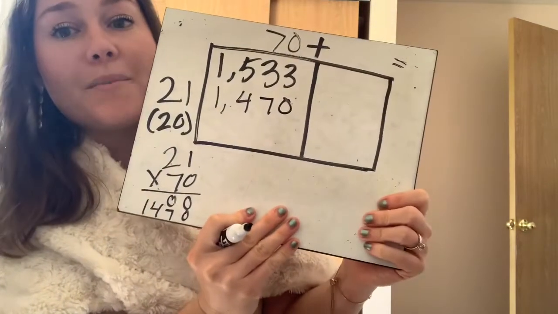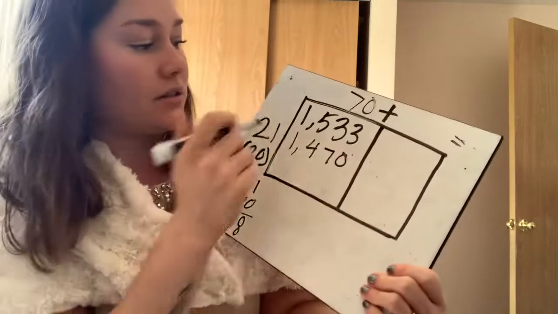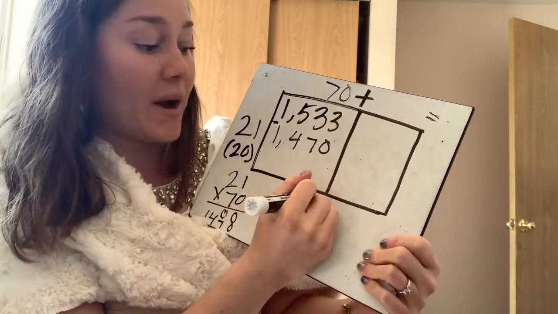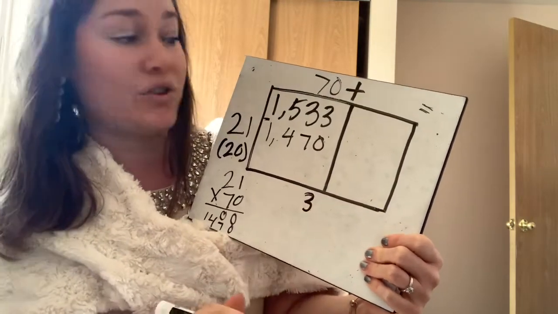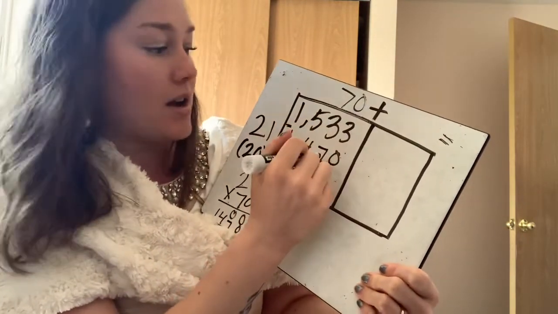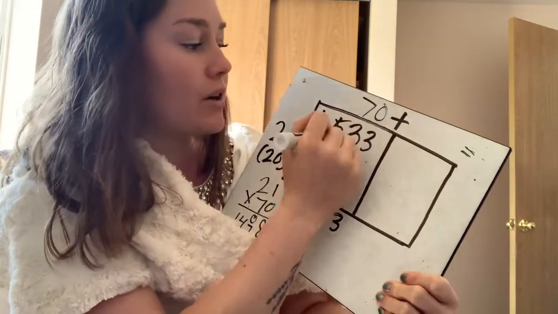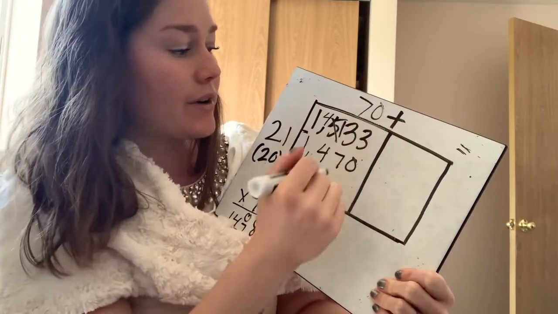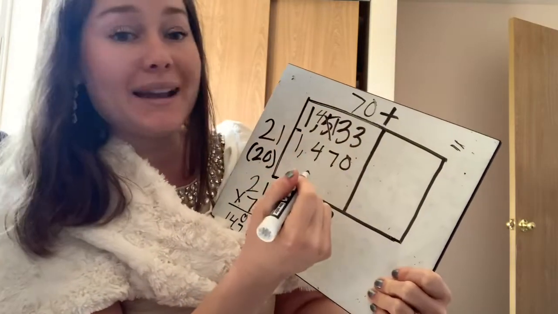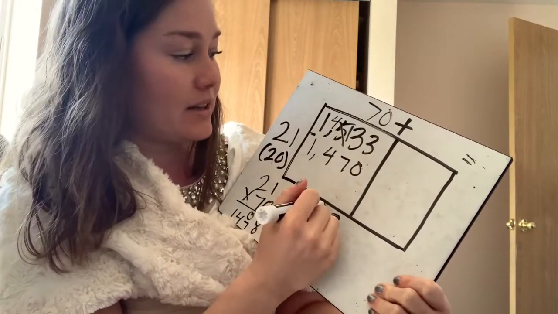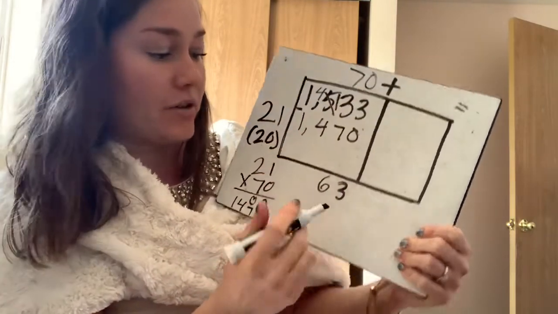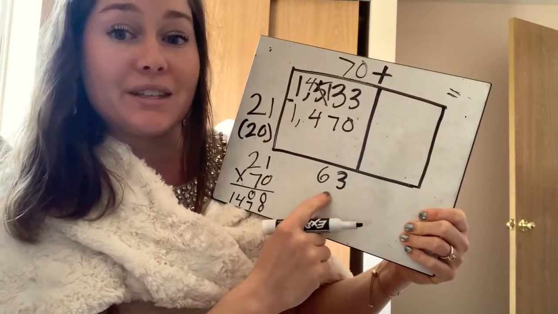1,533. Okay, so now I'm going to subtract. So 3 minus 0 is 3, and I'm going to write it down below to show what I'm left over with. 3 cannot take away 7, so we borrow from 5. 5 becomes a 4. Carry that one over. 13 minus 7 gives us 6. And then 4 minus 4 is 0. 1 minus 1 is 0. So here's what I'm left over with, 63.